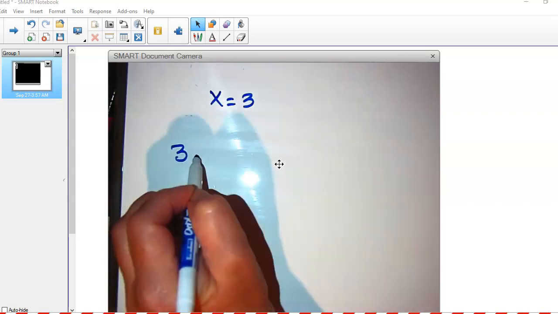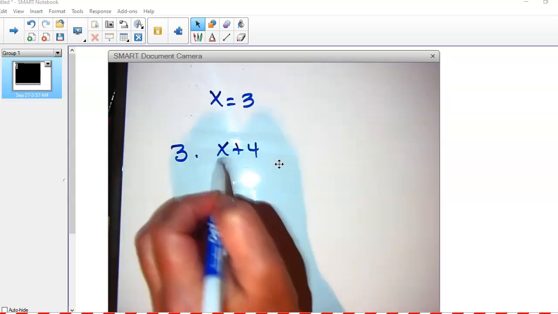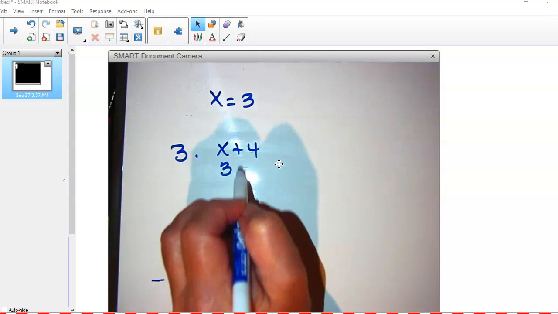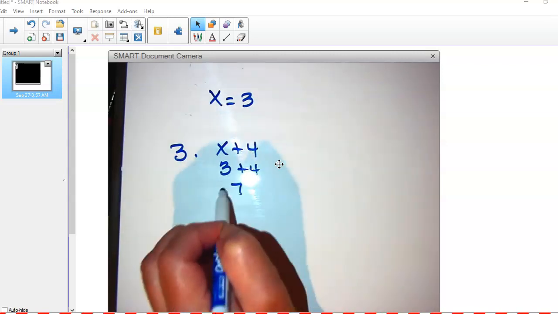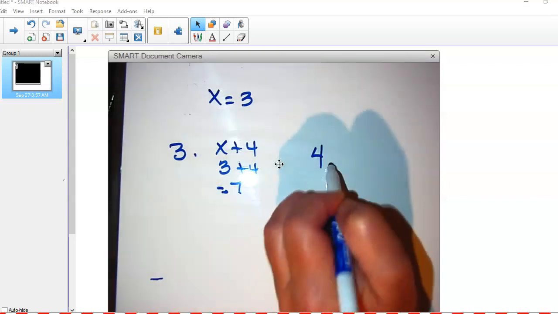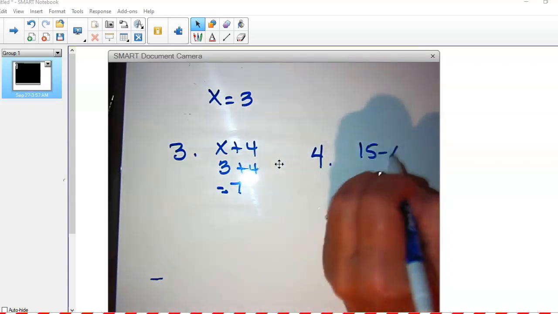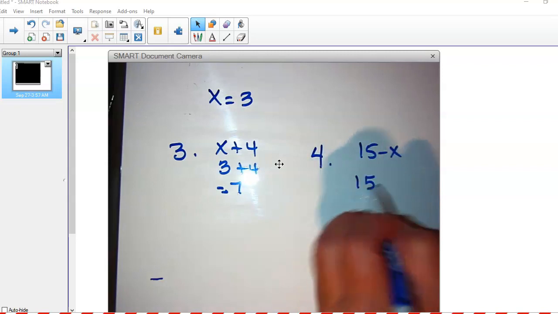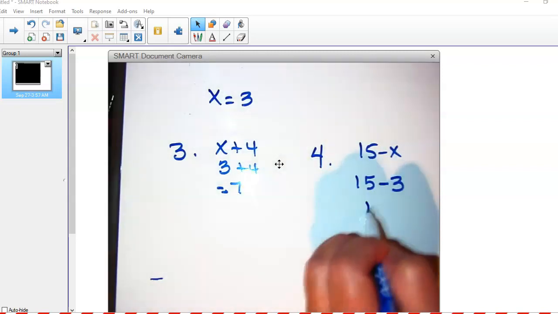And the third one, we're going to say x plus 4. So we're going to substitute in 3 plus 4, and that gives you 7. Number 4, 15 minus x. So we're going to say 15, subtract 3, and that gives you 12.